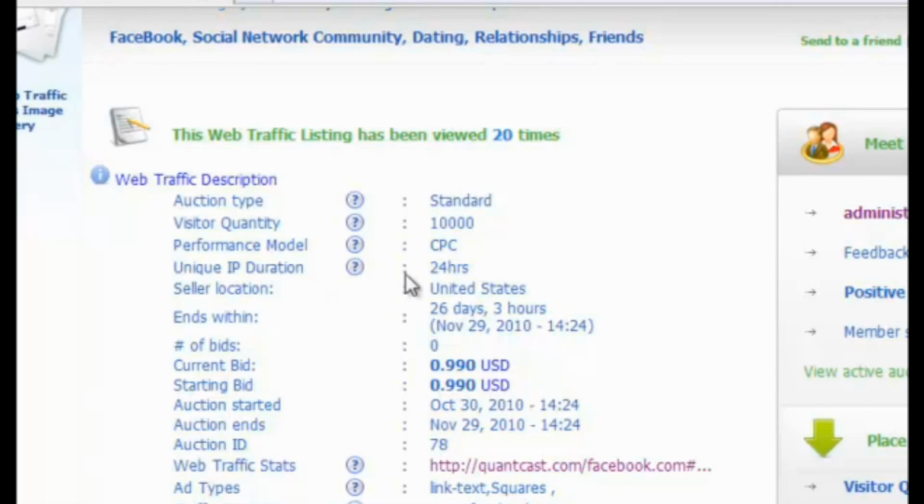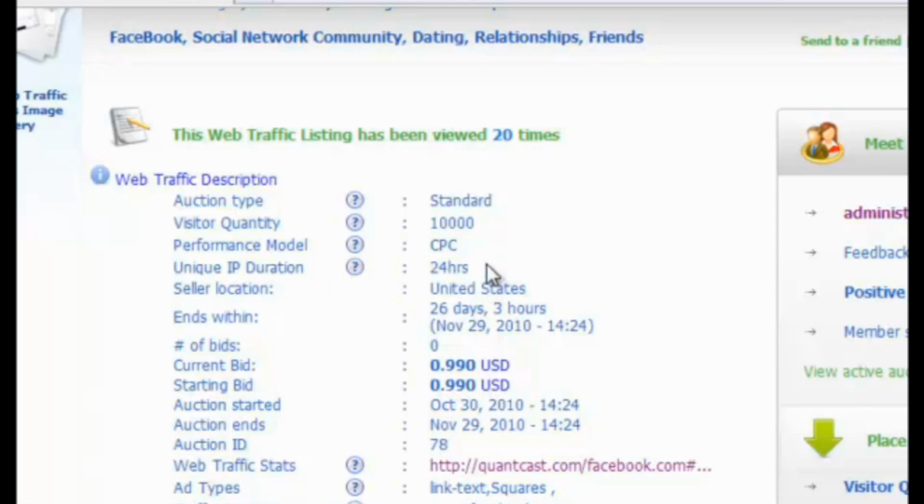The unique IP duration is 24 hours, and again, if you don't know what that is, just simply click on the question mark. 10 years ago, however, 24 hours was considered to be the acceptable time period per click. In other words, you're only charged for one IP per 24-hour period. Nowadays, with some major pay-per-clicks and some ad networks, we're seeing unique IP duration as low as 5 minutes.